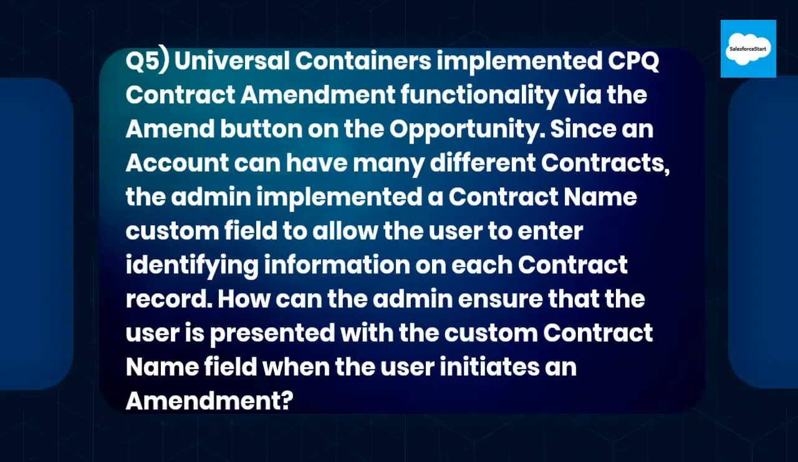Q5. Universal Containers implemented CPQ contract amendment functionality via the Amend button on the opportunity. Since an account can have many different contracts, the admin implemented a contract name custom field to allow the user to enter identifying information on each contract record. How can the admin ensure that the user is presented with a custom contract name field when the user initiates an amendment?